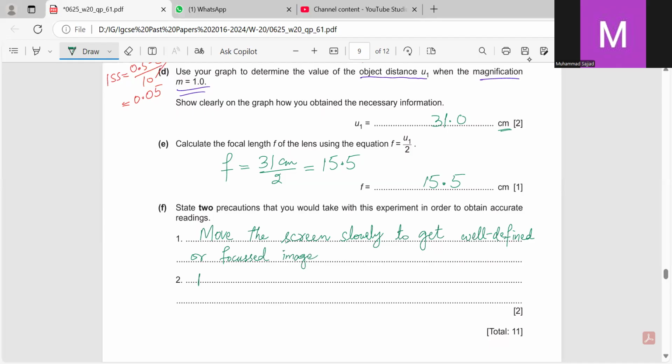And another one, again a formula you can write to recall memory: perform the experiment in a darkroom or shaded area. Both the ways it will be considered correct. Perform the experiment in the darkroom or shaded area is also workable.